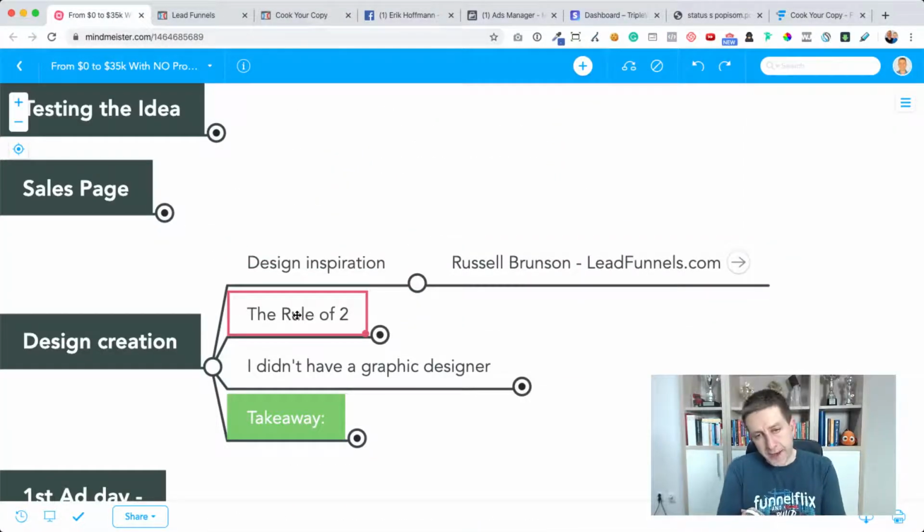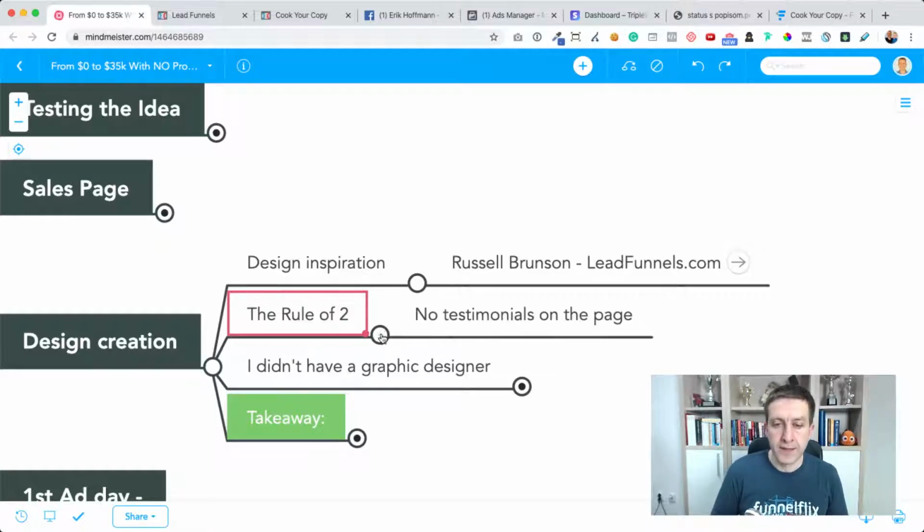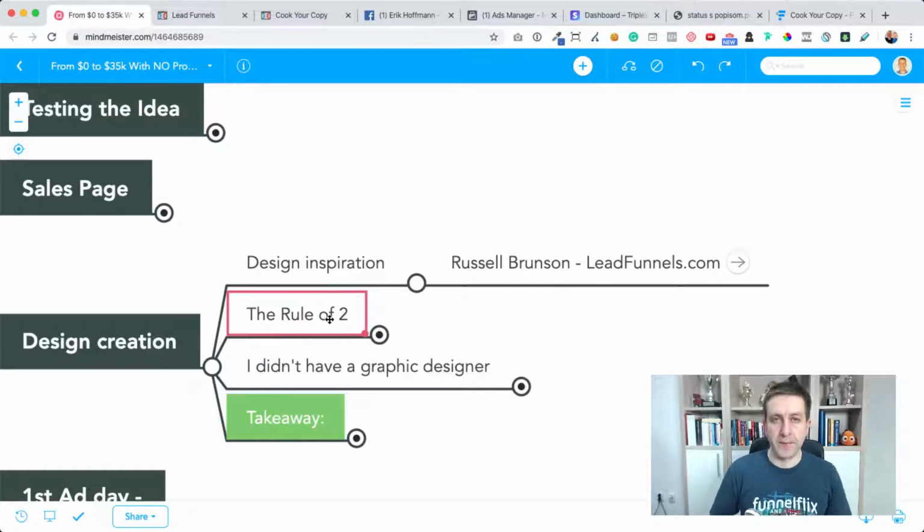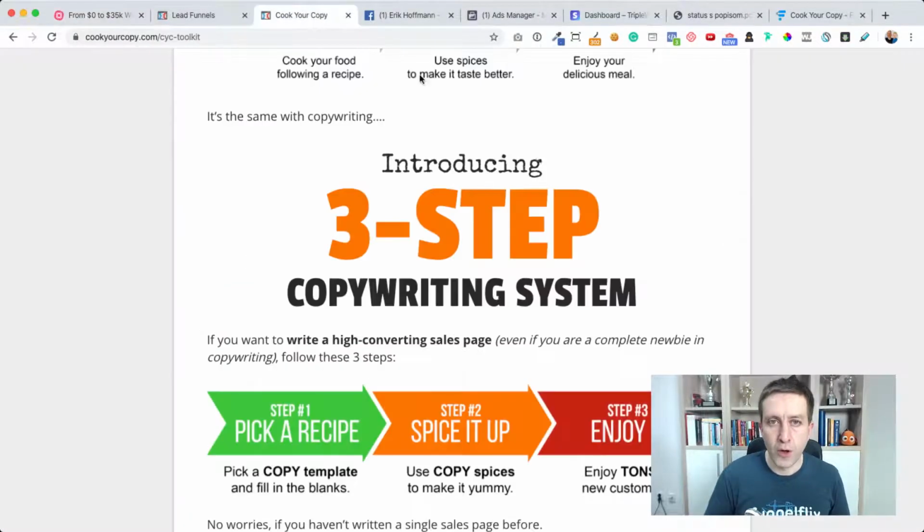Then, maybe three months ago, I found a really cool rule, or I think this is the really cool rule I follow when it comes to graphic design and funnel design. And this is the rule of two. And I'm going to explain to you how this rule of two works.